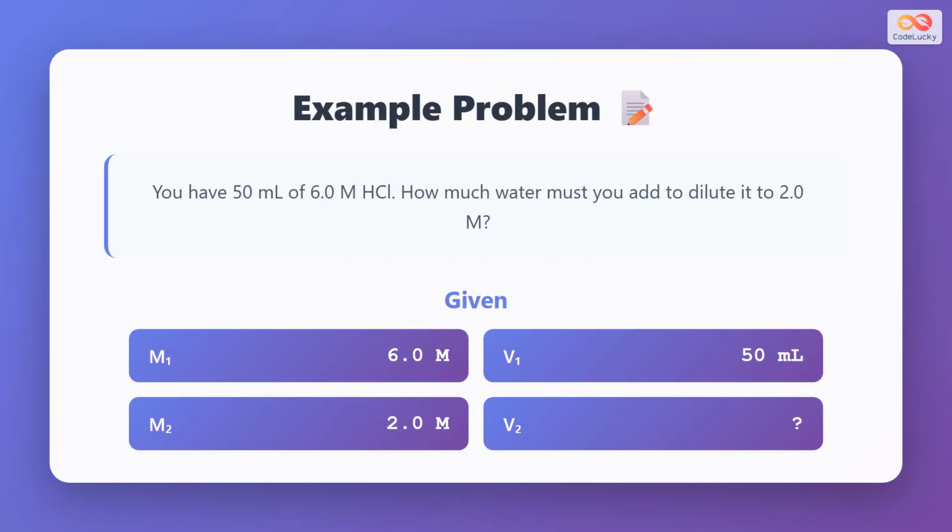Let's work through a practical example. You have 50 milliliters of 6.0 molar hydrochloric acid. The question is, how much water must you add to dilute it to 2.0 molar? First, let's identify what we know. M1, the initial concentration, is 6.0 molar. V1, the initial volume, is 50 milliliters. M2, the final concentration we want, is 2.0 molar. And V2, the final volume, is what we need to find. This is a typical dilution problem where we're given three values and need to calculate the fourth.